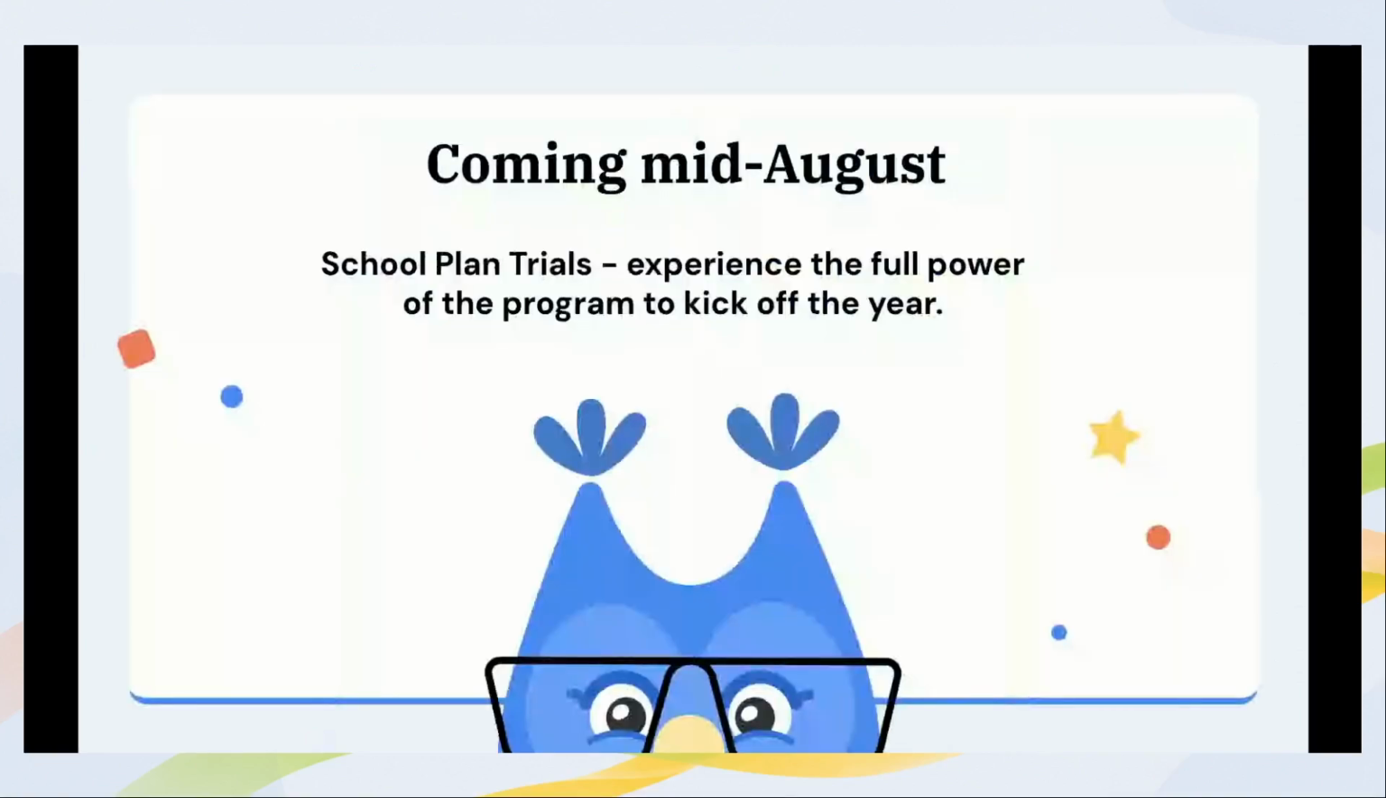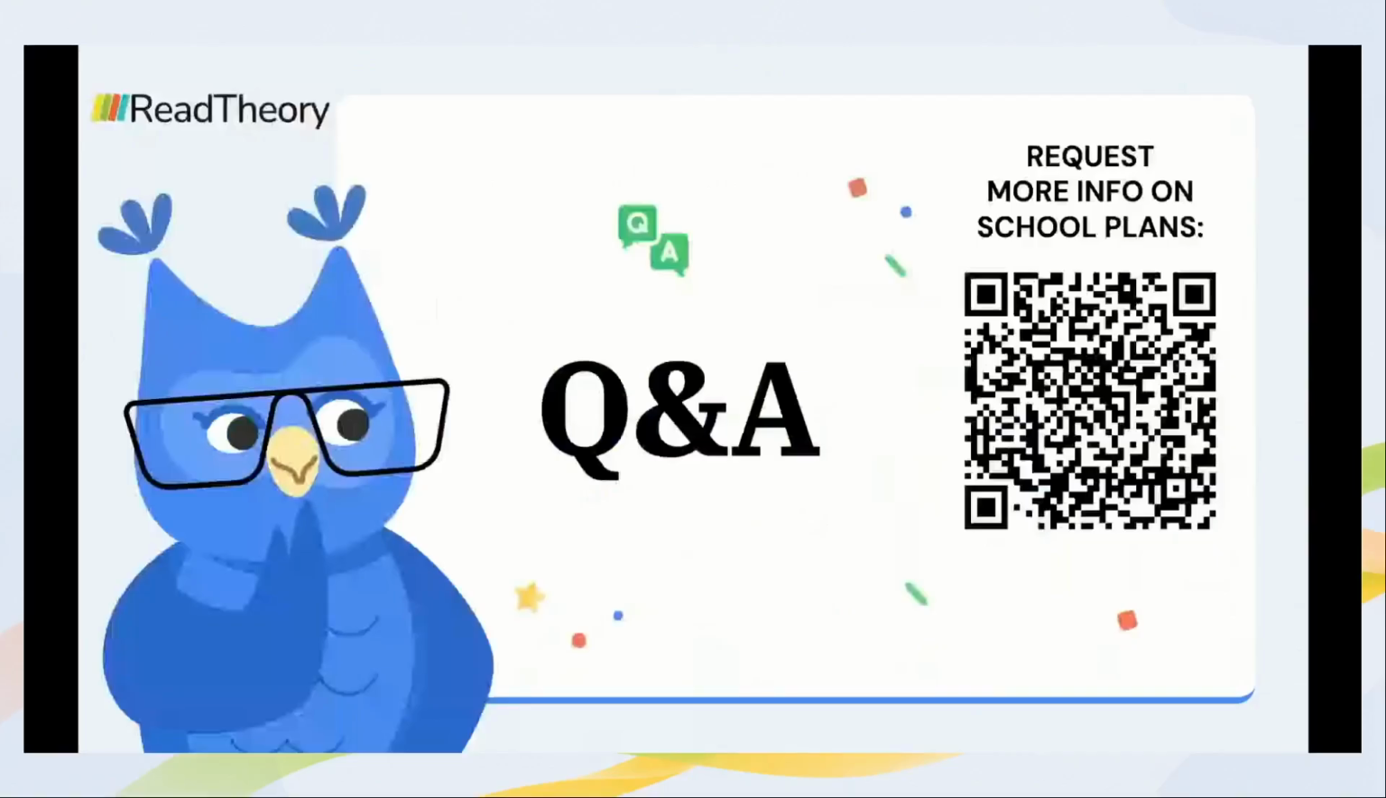If you are interested in exploring more of what Read Theory has to offer, August is a really great time, this month and moving forward. We're going to be offering school plan trials. So if you're a school, you can experience these additional features as you're kicking off the new school year. If you've been wondering what the school plan includes, or you're thinking about implementing Read Theory across multiple grade levels, or within multiple classrooms of a grade level, this is a great opportunity to explore that. So if that sounds interesting to you, we've made it easy for you to learn more. You can request info, or you can scan this QR code and it'll let you fill out a form so a member of our team can reach out to you.